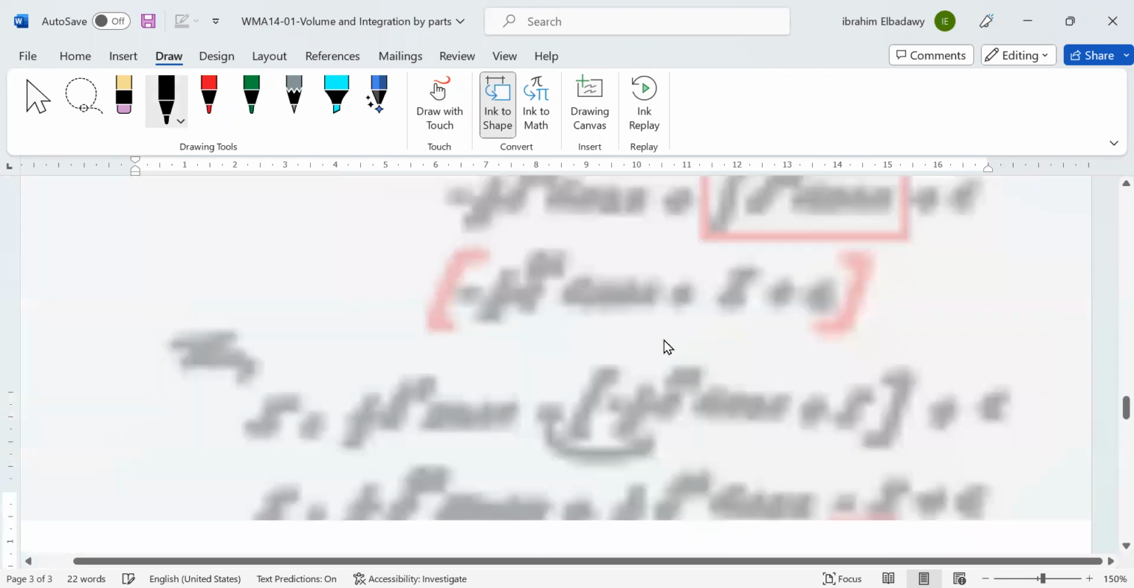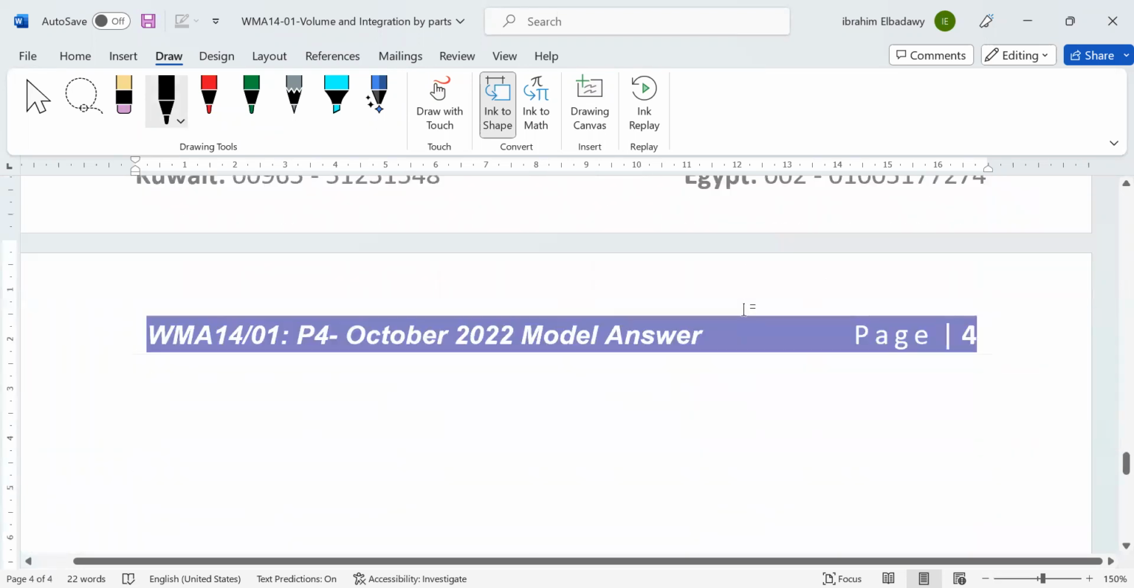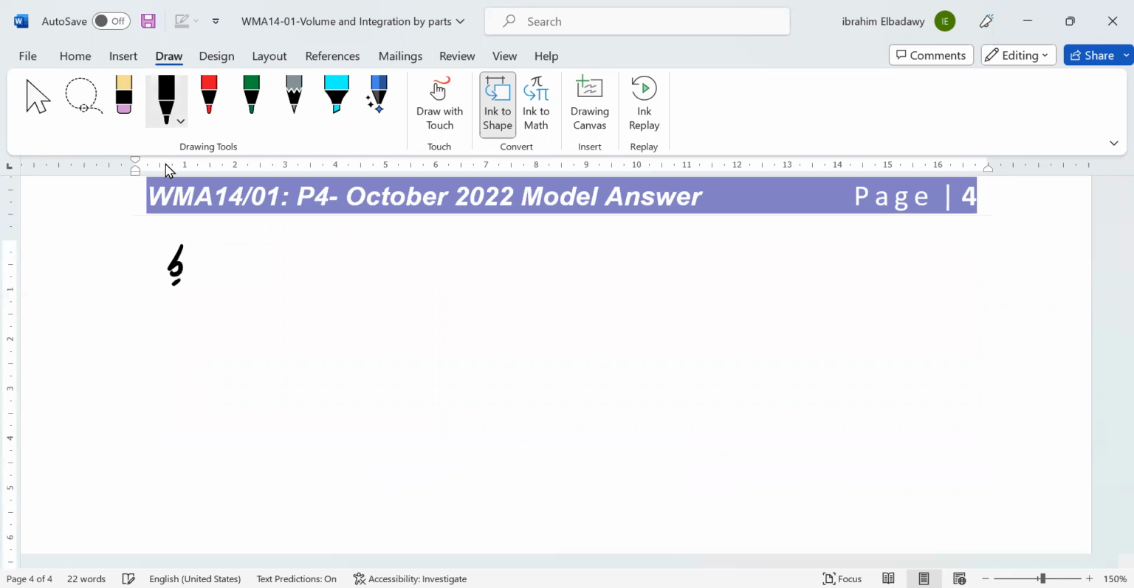Let us see how we can get it. Actually, to solve problem B, to get the volume, there is a formula for the volume, which is pi integration y squared dx. This is the formula for how you can get the volume. And actually, you already have the formula for y equal e power x cosine x.